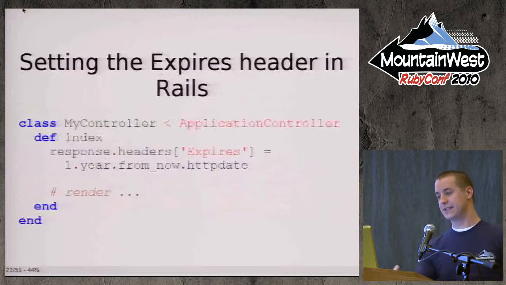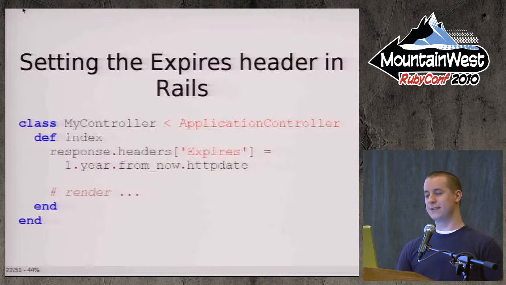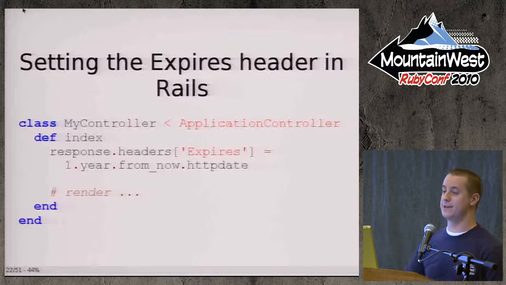And this is how you can set it yourself in Rails. I thought they had a helper for it, but they don't. But you can just set the Expires header manually, and here I set it to a year from now.